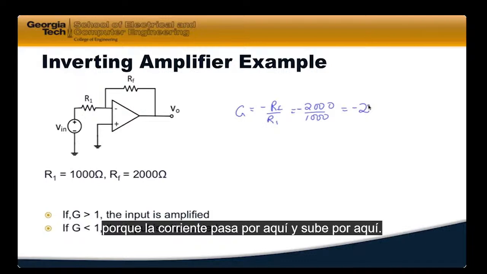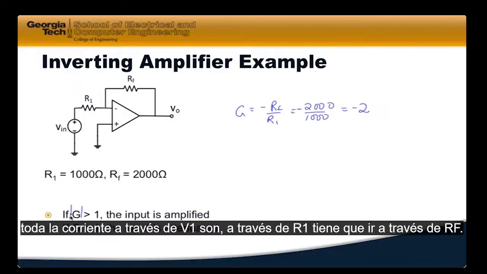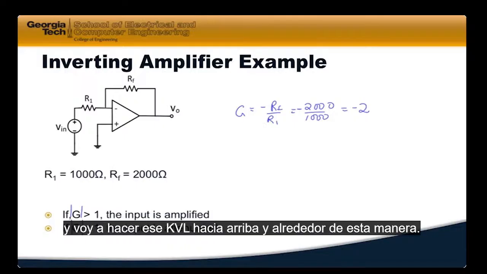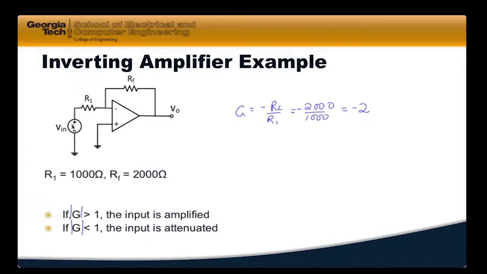And in this particular case, we say if the magnitude of the gain is greater than 1, then the input is amplified. Again, if this is 2 volts, the magnitude of the output will be 4 volts. It's inverted, so it would be minus 4 volts, but the magnitude is amplified. And if the magnitude of G is less than 1, then the input is attenuated. So if this is 2 volts and the gain was a half, then the output would be 1 volt.